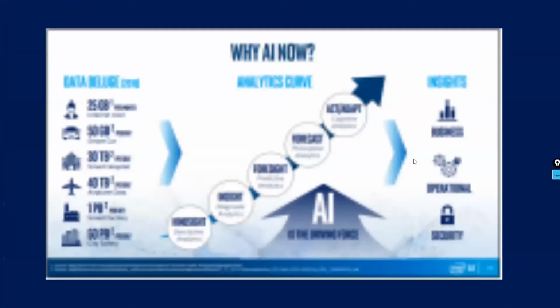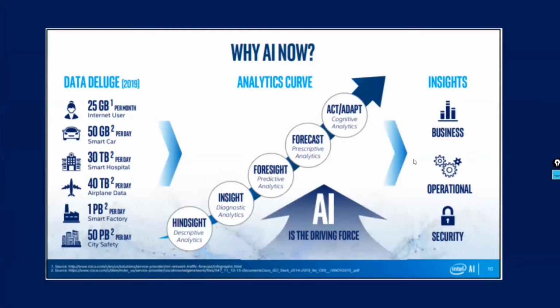So let's talk about why AI now. Why are we worried about AI now? What is the hype? Why is it a hype? Is it a reality? Should I go for it? Should I stop? What should I do? And as a beginner, that is a question which many people ask, and they might have a different perspective to it. So my perspective is that I really agree with this slide of Intel, which is that why AI now.